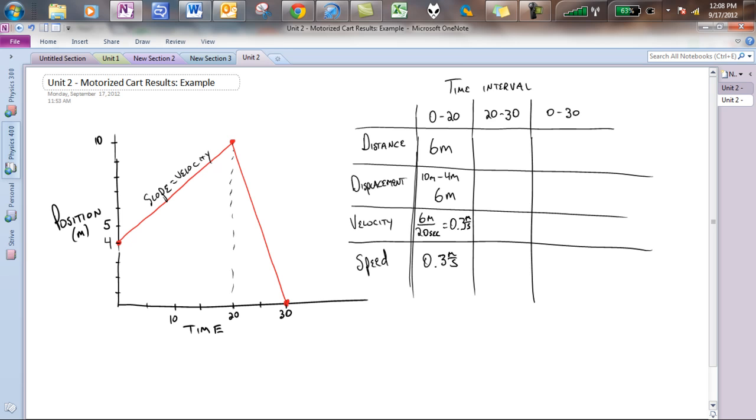So, okay, taking a look at 20 to 30 seconds. Distance, again, how far did I travel? In other words, I started at 10, got to 0. You're going to notice that I traveled 10 solid meters.